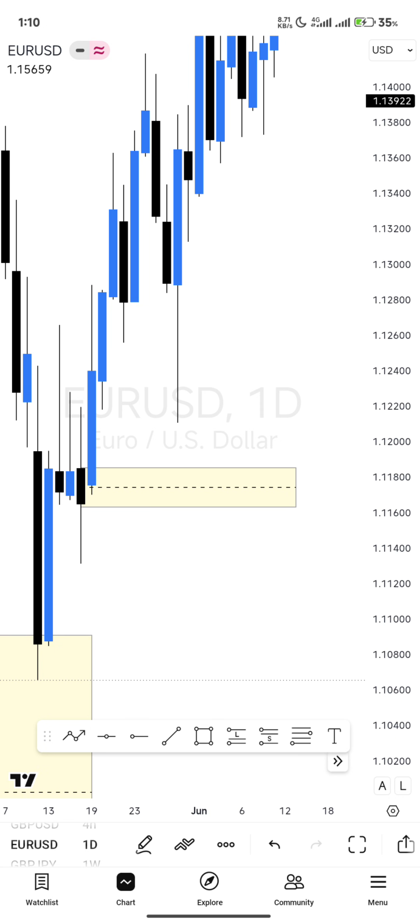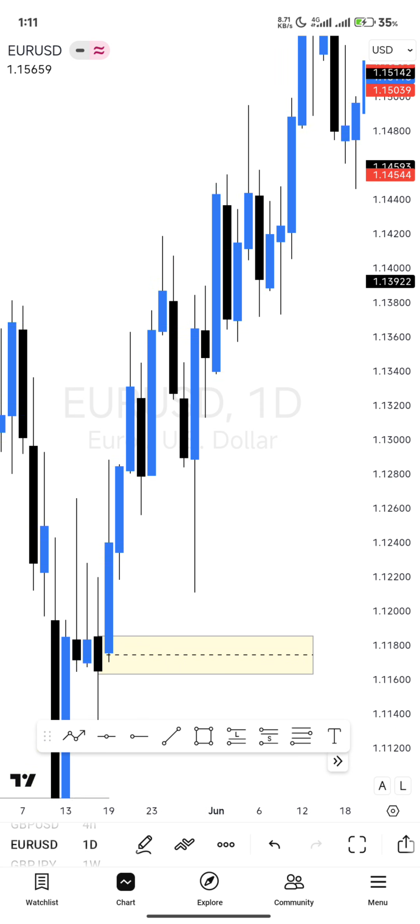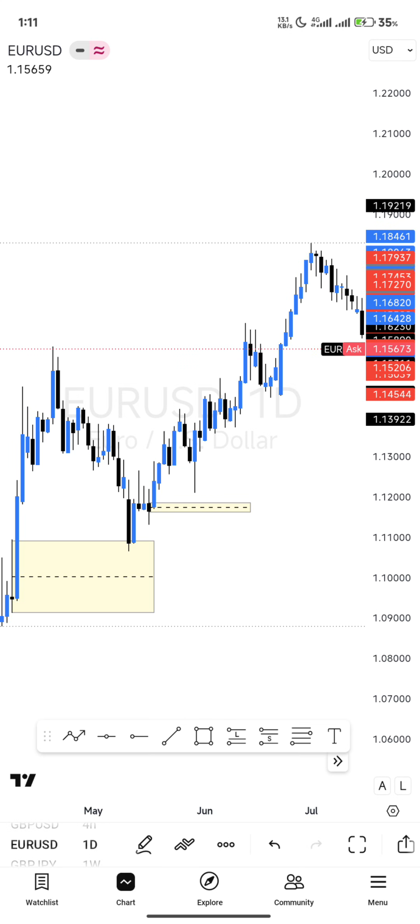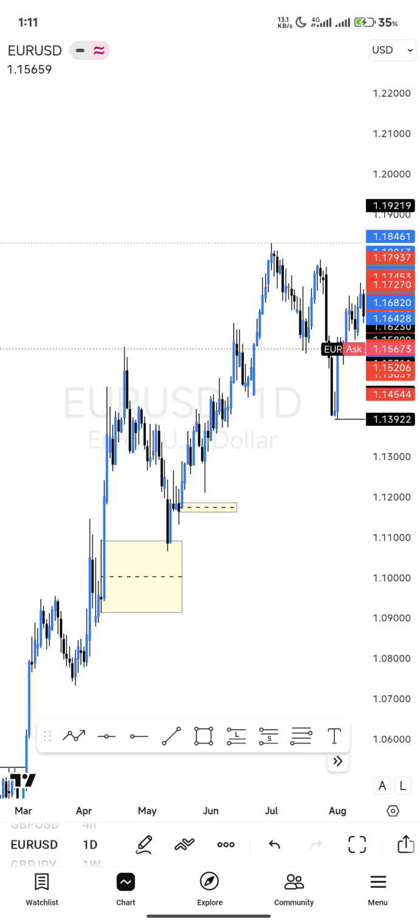So you would have missed out on this trade. Okay, now this is just a basic example on how to use order blocks.